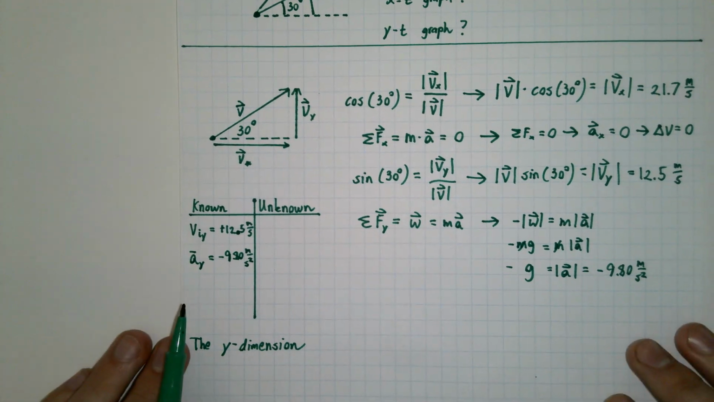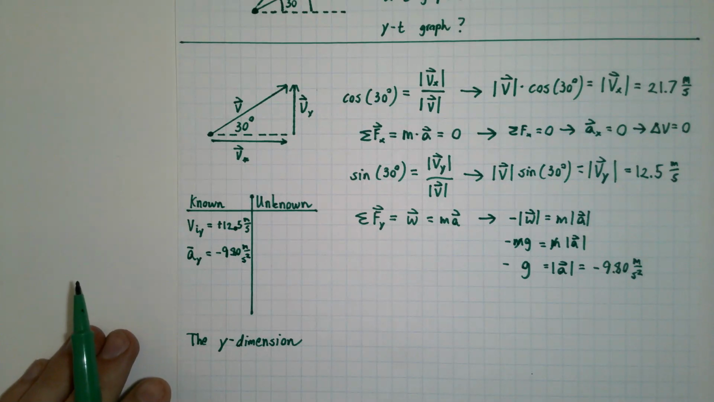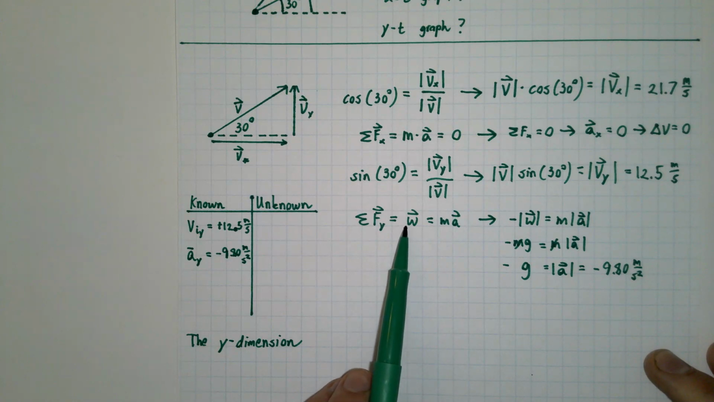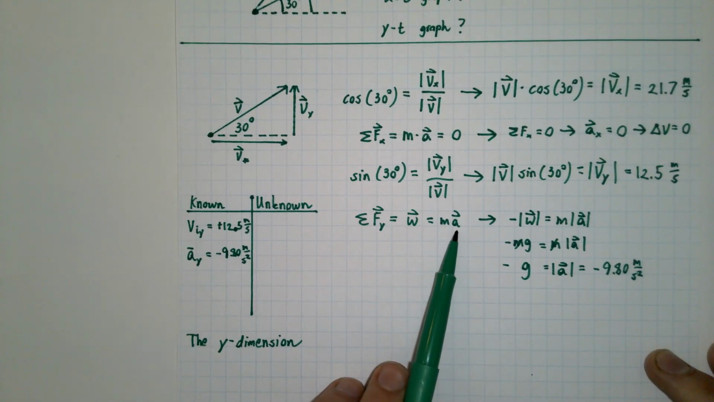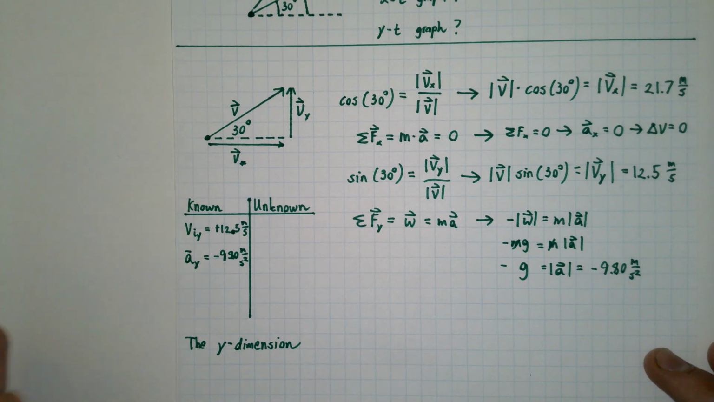Now, if we're trying to make a position time graph in the y dimension, which is our more complicated dimension here, it's more complicated because we have forces acting in that dimension. Because we have forces, we have some acceleration. Because we have some acceleration, our velocity is changing. So because our velocity is changing, our position time graph in the y dimension will look a little more complicated than our position time graph in the x dimension.